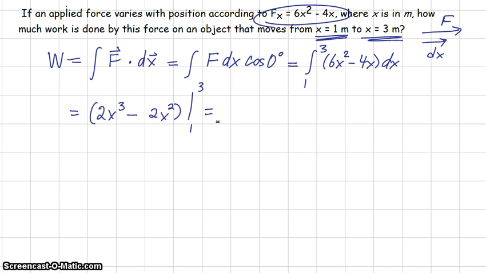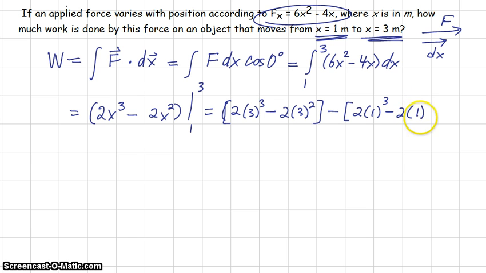So to evaluate that at the limits, we plug in 3 first. So that's 2 times 3 cubed minus 2 times 3 squared. Minus, now we plug in the bottom limit. So that's 2 times 1 cubed minus 2 times 1 squared. And the rest is just arithmetic.